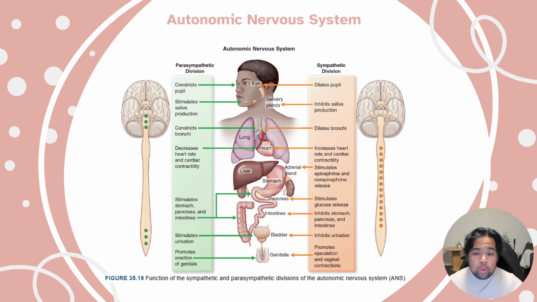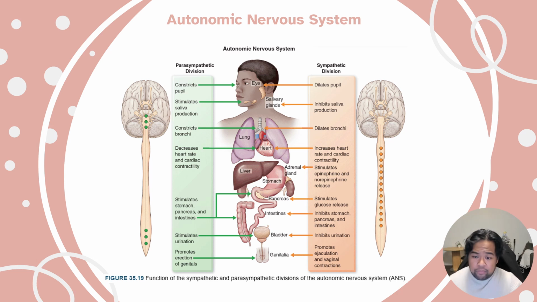All right, so we do want to know and memorize this slide. This breaks down the autonomic nervous system. So you have the parasympathetic and the sympathetic. You guys need to know this, so please take some time to really know these symptoms.